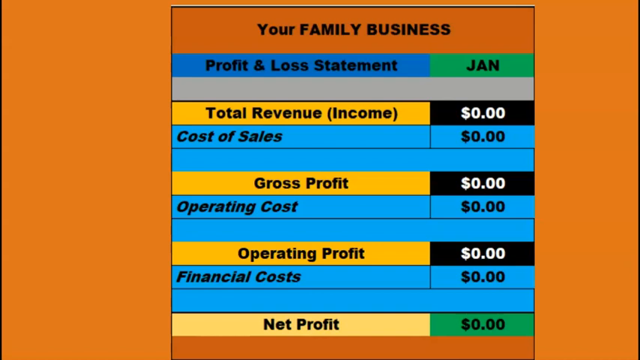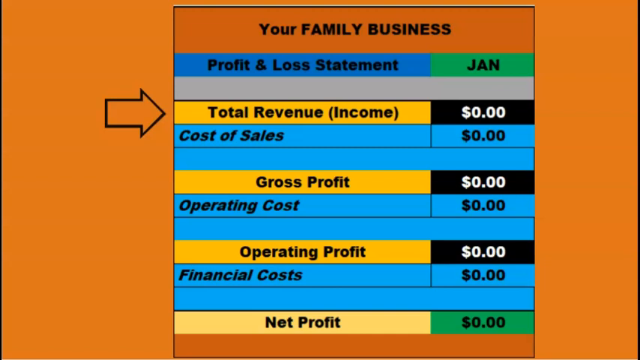So on a profit and loss statement, the basic breakdown of it is there's three basic sections that we look at. The first section is the total revenue. So this is like the income that comes in from your paycheck or your job. If you have multiple incomes, it'll basically be the total of all income that comes into the house.